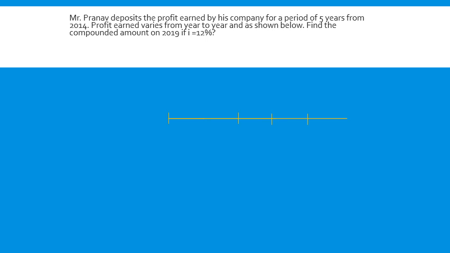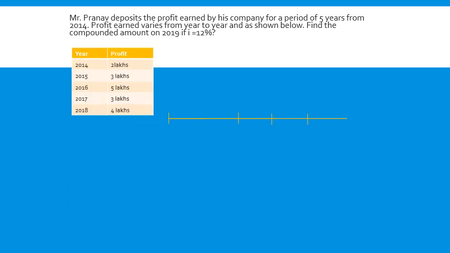The next problem is Mr. Pranay deposits the profit earned by his company for a period of 5 years from 2014. Profit earned varies from year to year and as shown below, find the compounded amount on 2019 at I is equal to 12%. See, this is the value that he earns. Okay, 2014 he earns 2 lakhs, 15 3 lakhs, 16 5 lakhs, 17 3 lakhs, 18 4 lakhs.